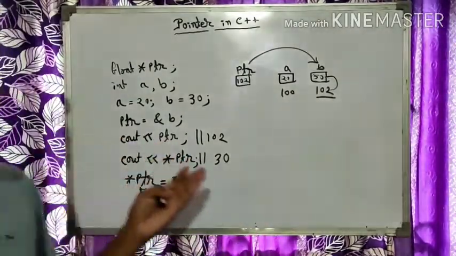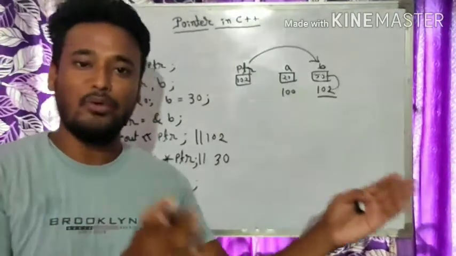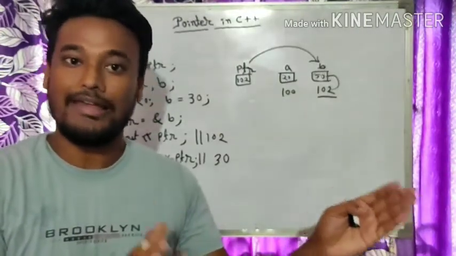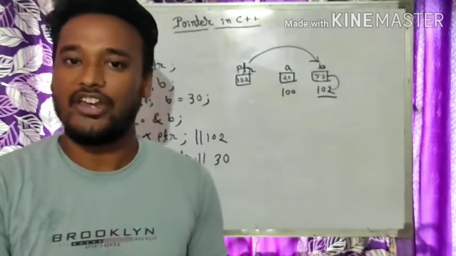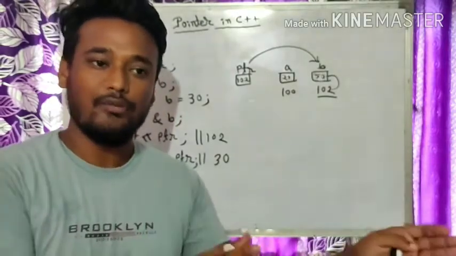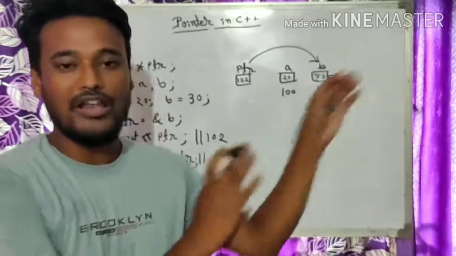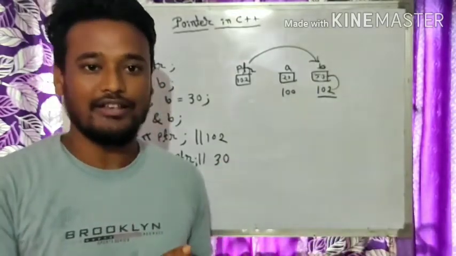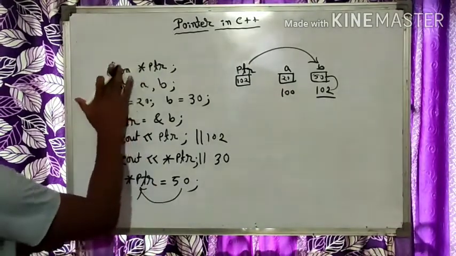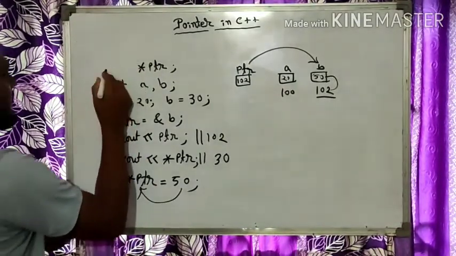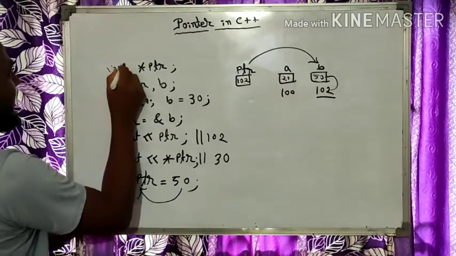Because in a program we can have more than one pointer, not only one pointer, right? In that case, suppose we have some other variable also. For other variables, the data type will be different and the pointer type will be different. In that case, we have to declare this pointer variable as void.